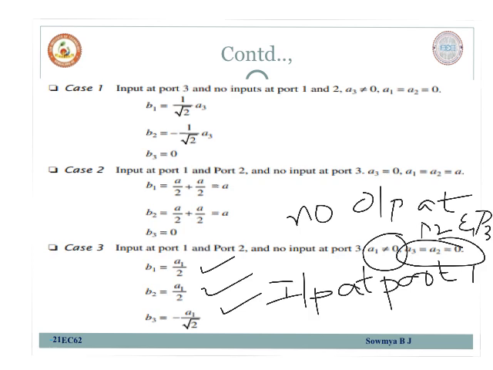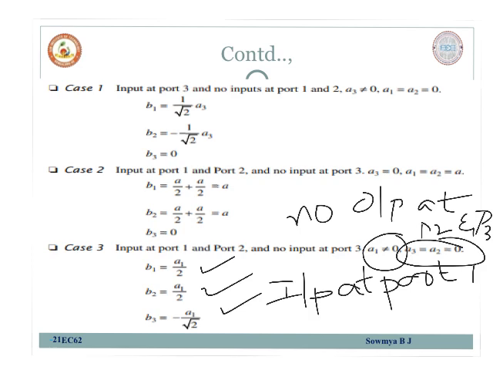Only one port is being given the input, and we are checking the outputs at the remaining ports. When input is given at port 1, the output at port 1 and port 2 will be A1 by root 2, but the output at port 3 will be minus A1 by root 2 because it is an out of phase signal. Like this, we can take the cases with respect to this E-plane T and do the analysis with respect to which port we are giving the input.